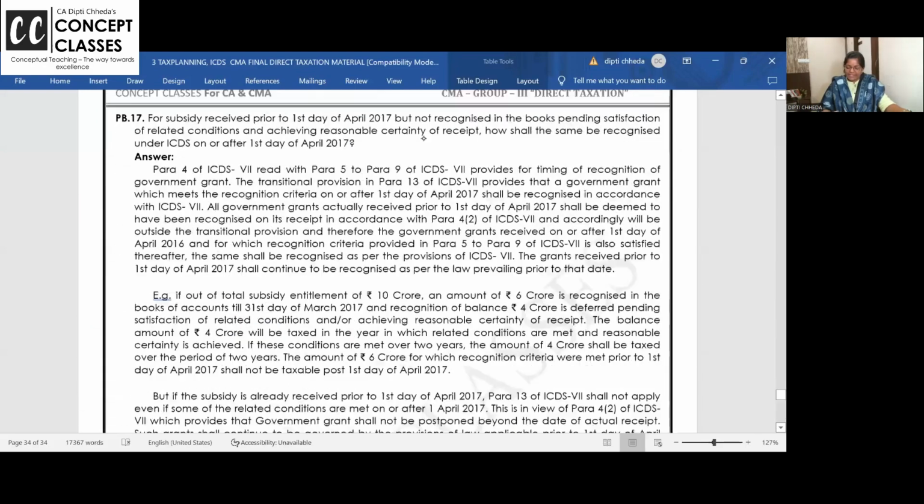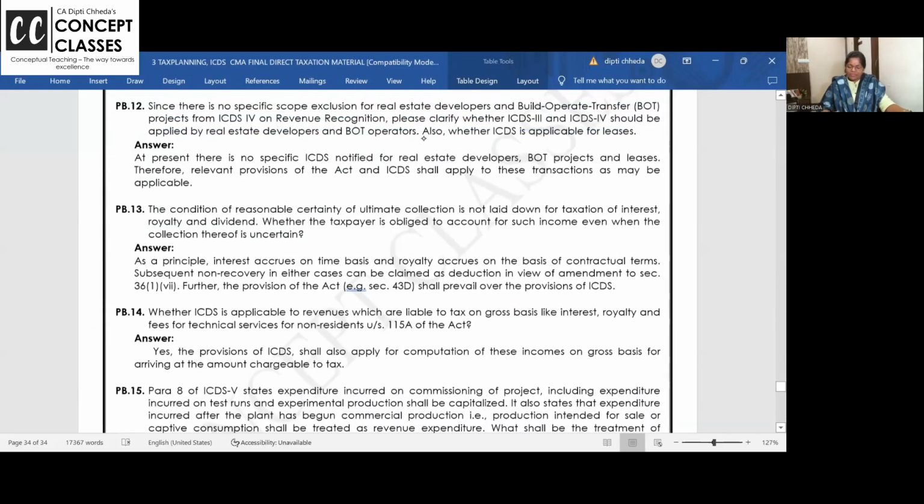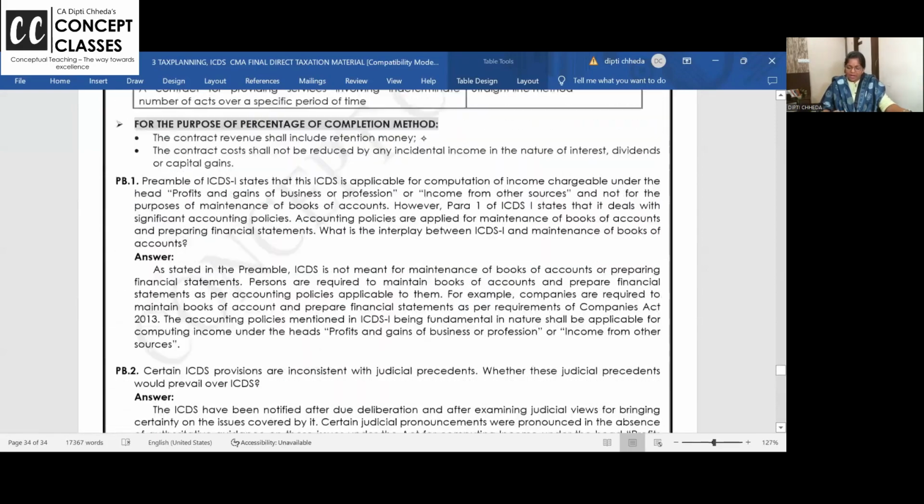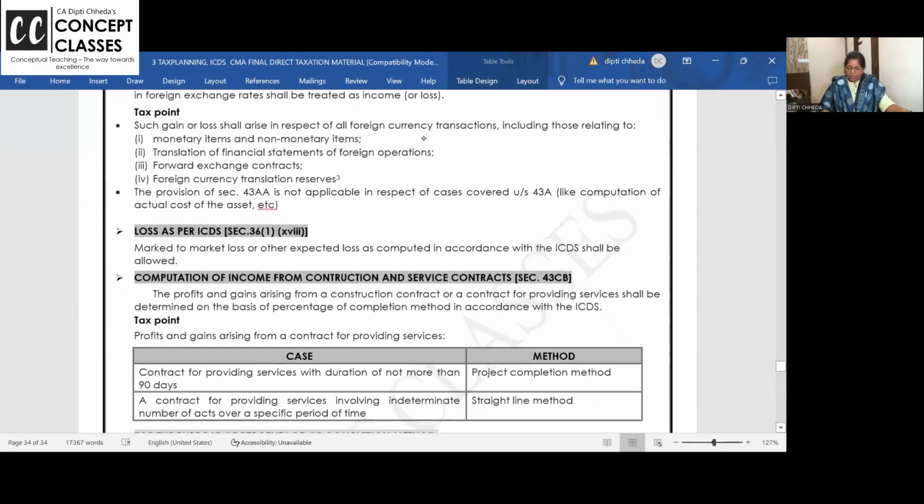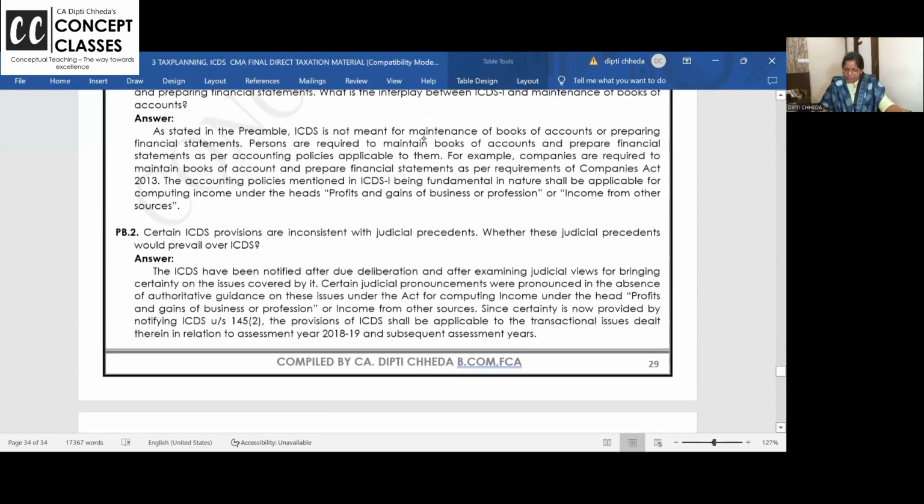Let us now start with ICDS 9. It's one of the beautiful, smallest accounting standards, on borrowing cost. Shall I explain it orally in my way and then go to this, so it will be clear?